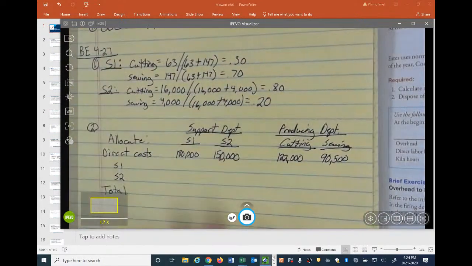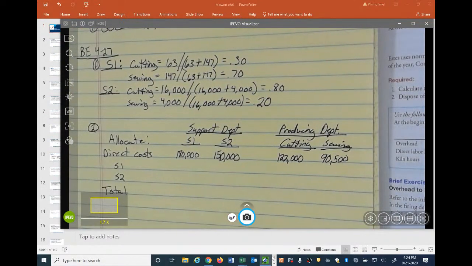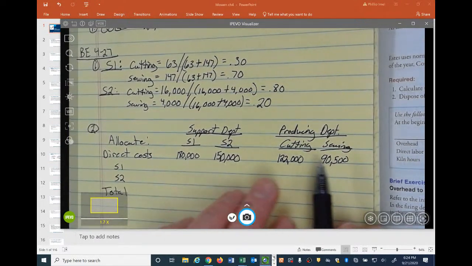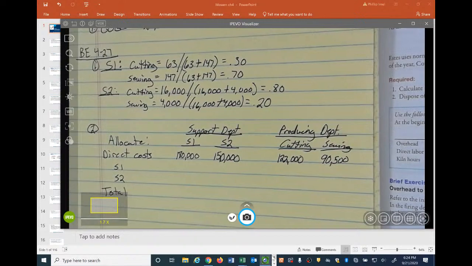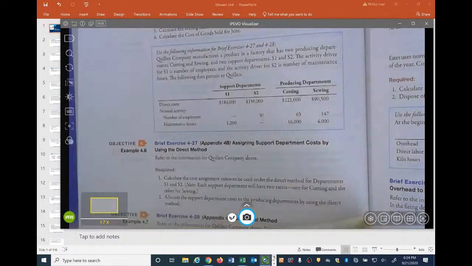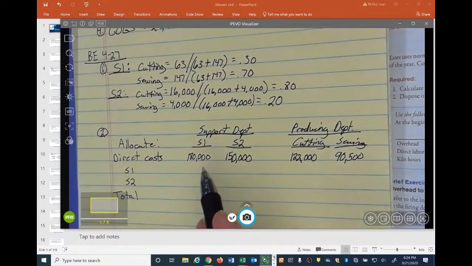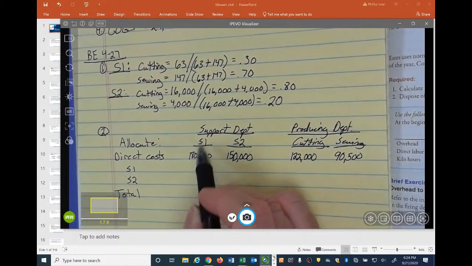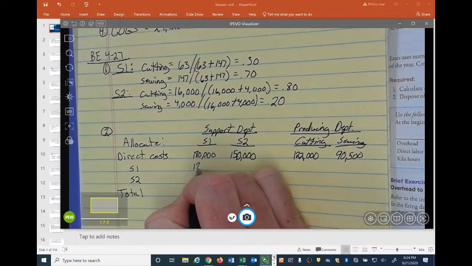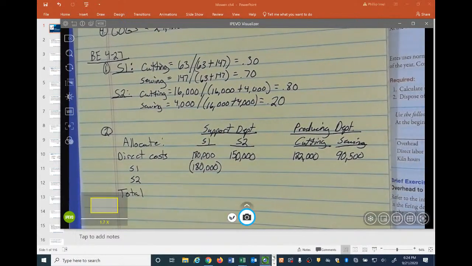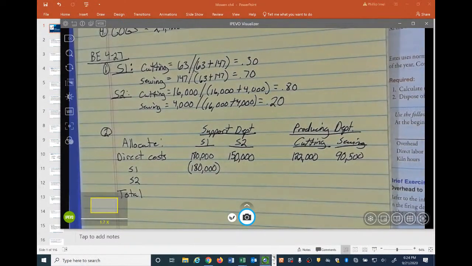Okay, so everyone sees where I have that from right here, right? That's just directly given. Okay, and so once again, now what we want to do is move the support department's cost and allocate them to the producing department, okay? So what's the next thing we need to do? First of all, we know right here for S1, we want to move 180 out, right? So we want to do that right there.